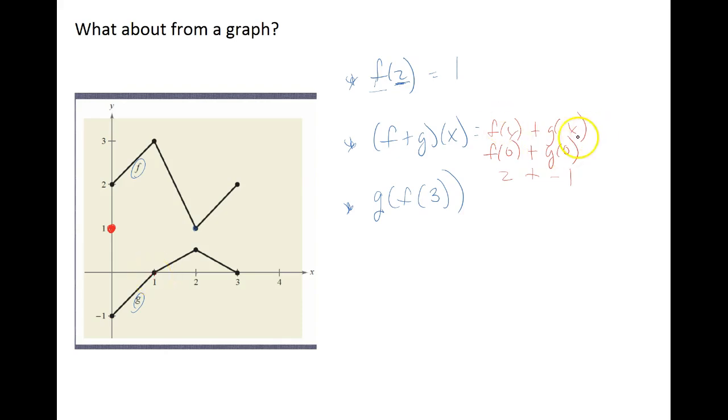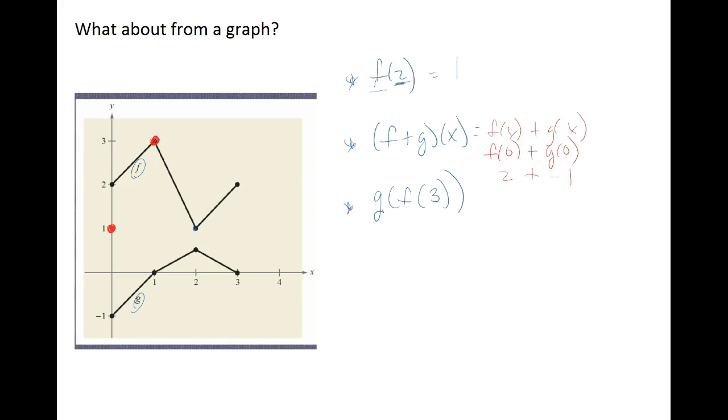Now I'm going to do this again for when x is 1. I'm not going to write it down anymore because honestly I'm bored of writing it down over here, but I'm going to do the same thing I did here, just with f of 1, g of 1. So f of 1 is 3 plus g of 1 is 0. So what's 3 plus 0? Well, that y value is 3. So it actually lands on top on that one.